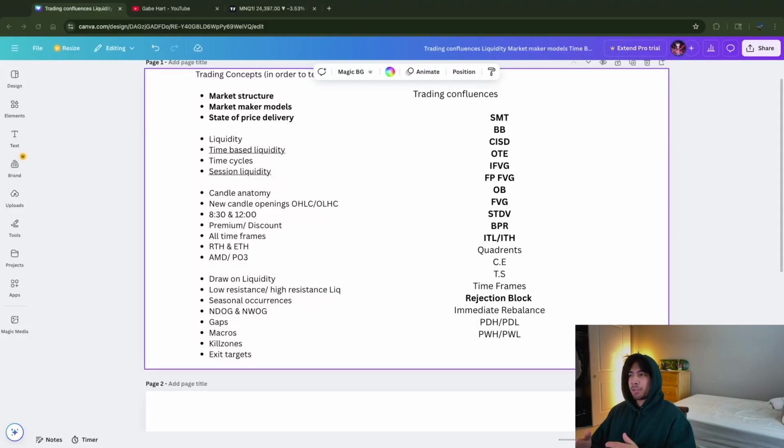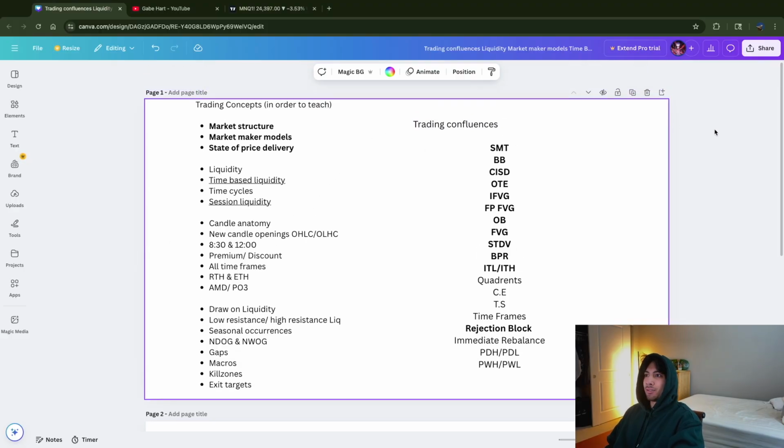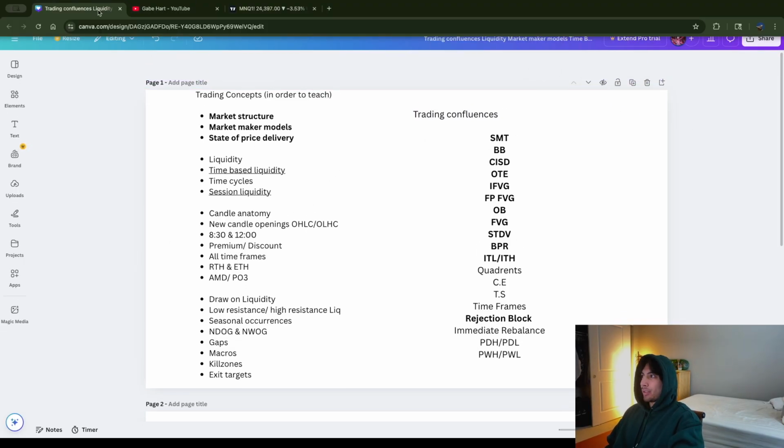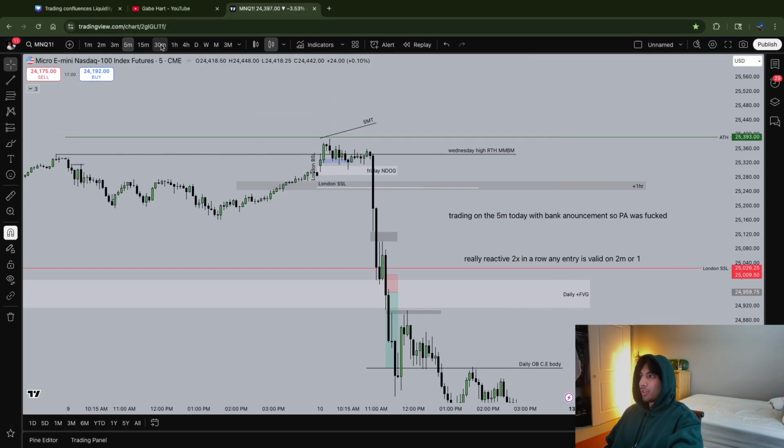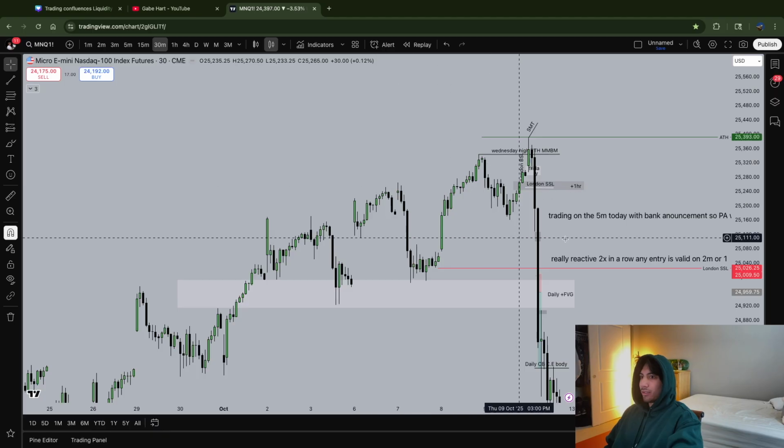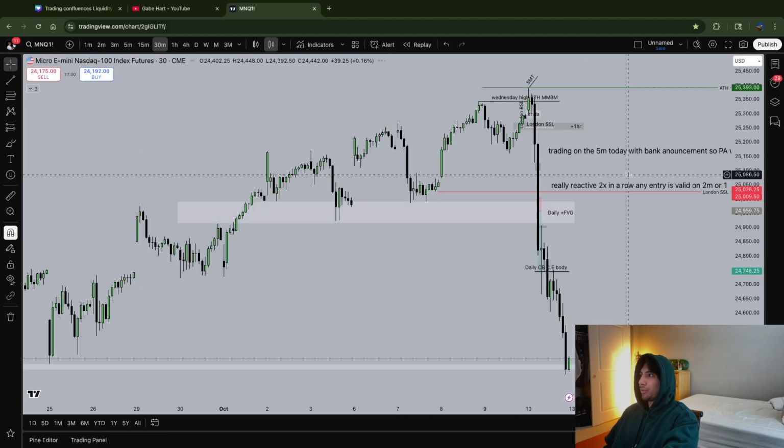So this is going to be episode 3 where we're moving on to liquidity, session liquidity, time-based liquidity, basically the same thing, and time cycles. So just all liquidity and the duration of time that it's most likely to show, and the times that really matter too. So first off, let's start with liquidity and go to a new chart.